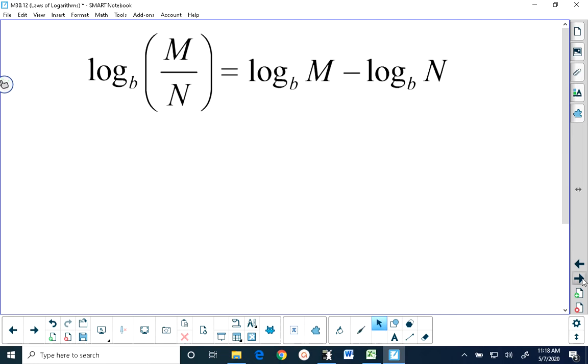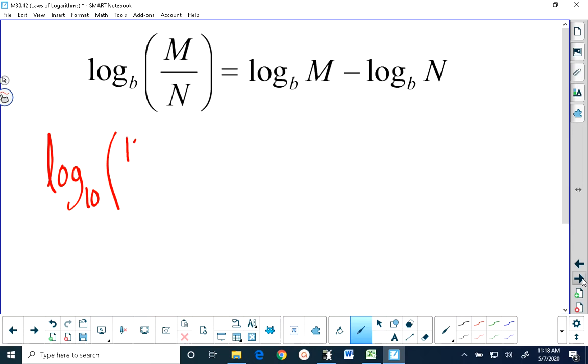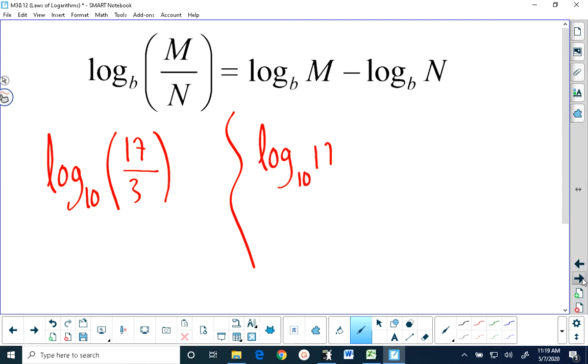What the quotient law says is the logarithm of a quotient is equal to the difference of the logarithms. So I can pick some numbers again. I'm going to go again with log base 10, and the reason I'm doing that is I can use my calculator to show you that this is true. Log base 10 of 17 divided by 3. So that means on the other side, I'm going to evaluate the log base 10 of 17 minus the log base 10 of 3.